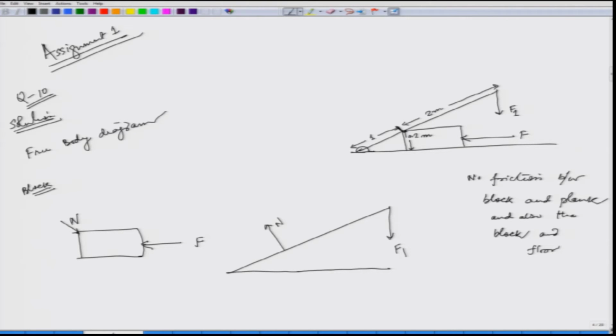Now what remains is that we have to find out the angle. For finding the angle, it is given that this is 0.2 meter, this is 1 meter.